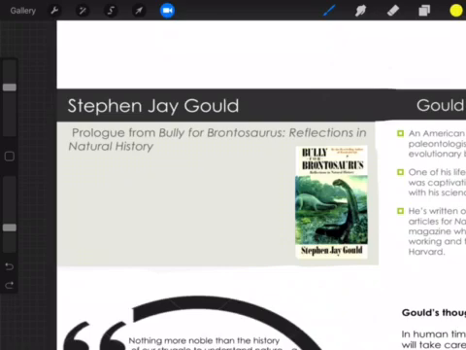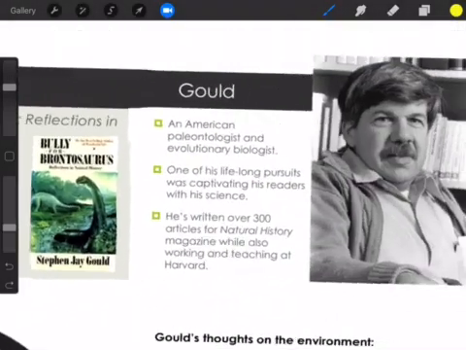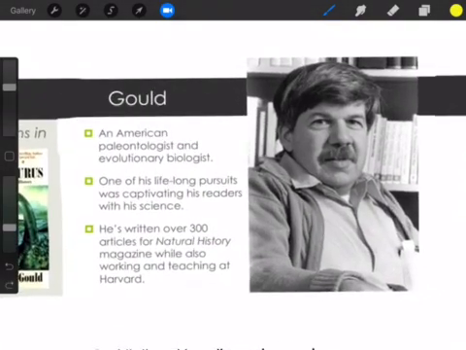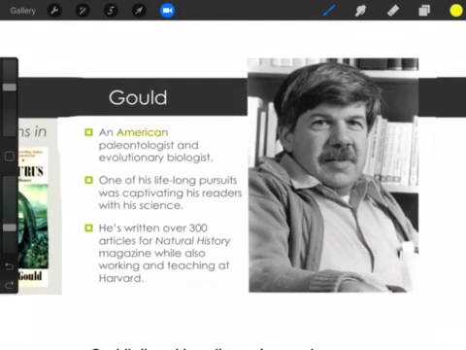So Stephen Jay Gould is right here. He is an American paleontologist and evolutionary biologist. So he's got some interesting background in the sciences. And his lifelong pursuit is to captivate his readers with his science. So this is something that a lot of authors strive to do, but not necessarily scientists. So he's pretty unique and a very interesting guy.